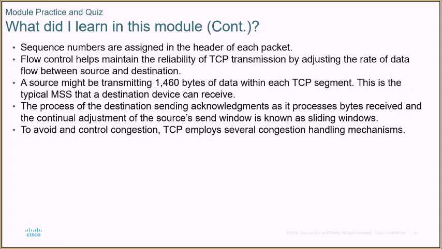Flow control helps maintain reliability of TCP transmission by adjusting the rate of data flow between source and destination. A source might be transmitting 1460 bytes of data within each TCP segment. This is the typical MSS, or maximum segment size, that a destination device can receive. The process of the destination sending acknowledgements as it processes bytes received, and the continual adjustment of the source's send window, is known as sliding windows. That's the flow control method. It's not sliding doors, it's sliding windows. To avoid and control congestion, TCP employs several congestion handling mechanisms.